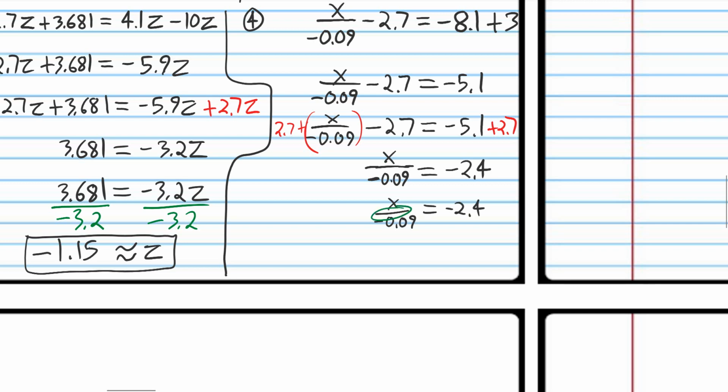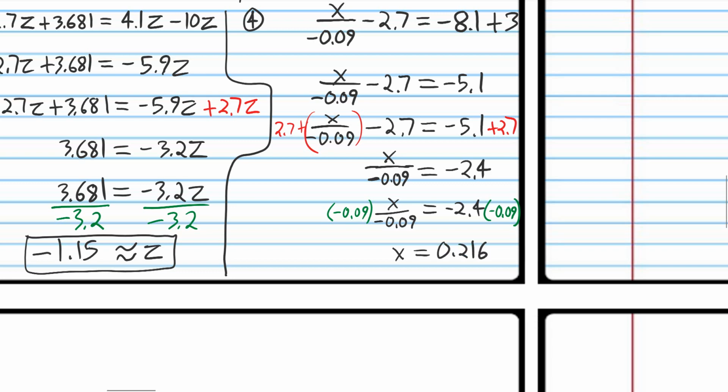And this is x divided by negative 0.09. So in order to get rid of that negative 0.09, we have to do the opposite of division, which is multiplication. And we show multiplication with parentheses in algebra. So then our answer is going to be whatever 2.4 times 0.09 is. So I'm going to use my calculator for that. And we get 0.216.